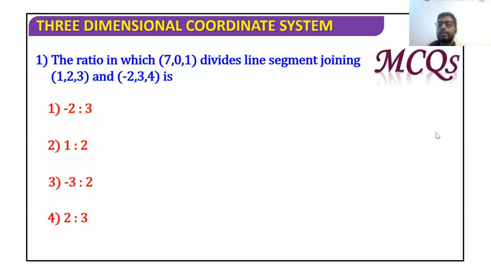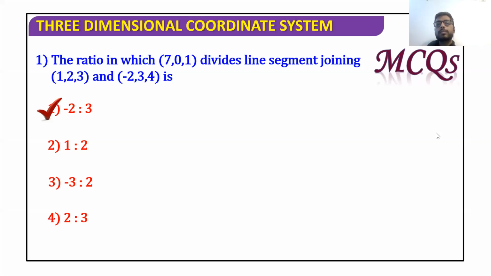So x1 is 1, minus 7 is -6, divided by x minus x2. So x is 7, x2 is -2. So 7 minus -2 becomes 9. Therefore, my answer is equal to minus of 6 upon 9. Minus 6 upon 9 means minus of 2 by 3. 3 2s are 6, 3 3s are 9. I hope this point was clear.